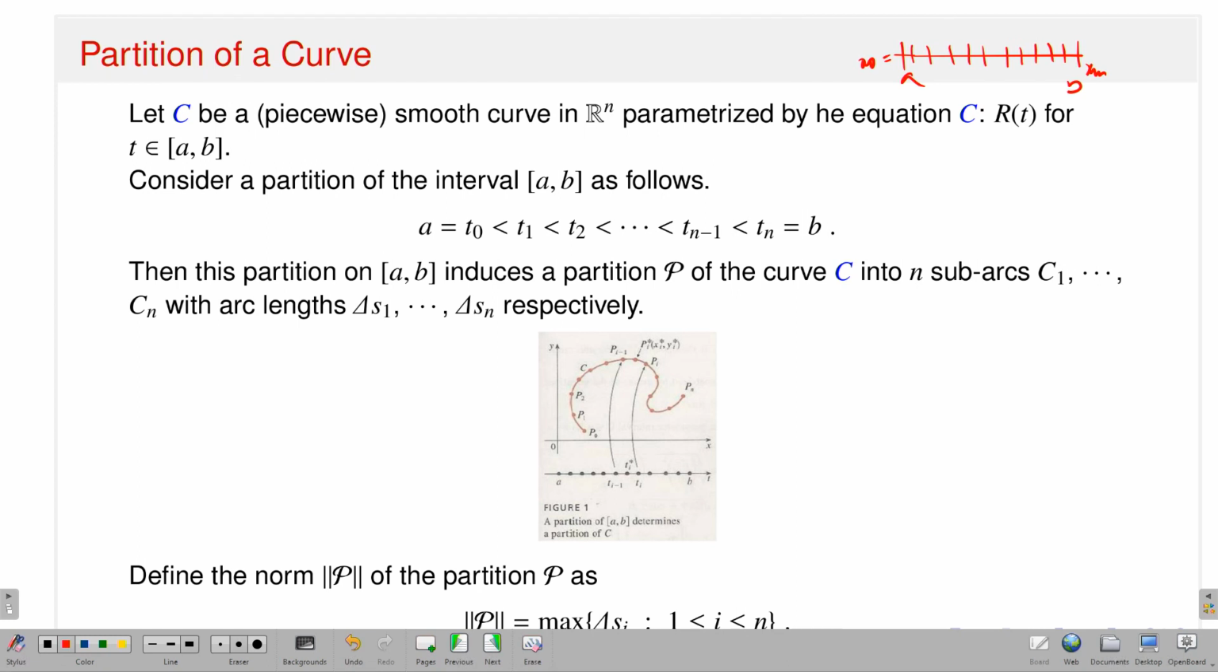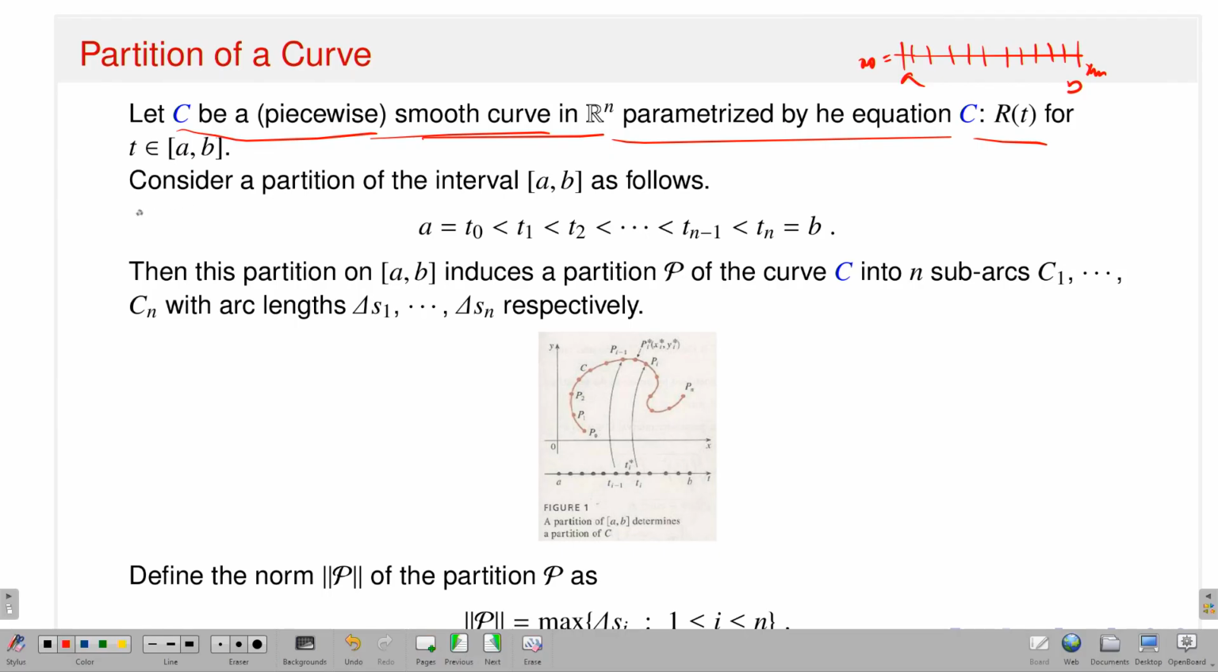But what is the curve first? Let C be a piecewise smooth curve in Rn. That means it is either a smooth curve or a combination of smooth curves C1, C2, up to Cn, such that the end point of C1 is the beginning point of C2, and so on. In other words, I can lose smoothness at only finitely many points. Suppose the corresponding parameterization of my curve is r(t), where t runs over the closed interval [a, b].